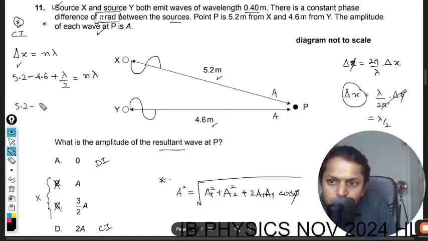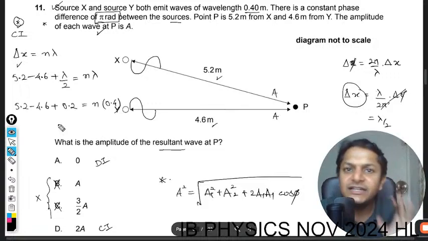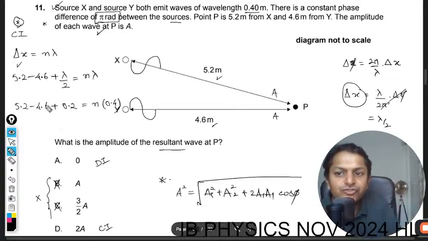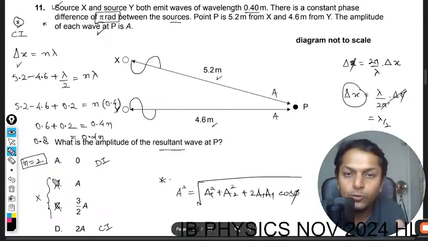So 5.2 minus 4.6 plus lambda by 2, where lambda is 0.4, so divided by 2 it becomes 0.2, which is equal to n into lambda. Lambda is again 0.4. So we want n to be an integer. If n is an integer, it will be constructive interference, otherwise it will not. Let us solve this condition. 5.2 minus 4.6 becomes 0.6, plus 0.2. So this is coming out to be 0.8, which is equal to 0.4 times n. So clearly the n value is coming out to be equal to 2.